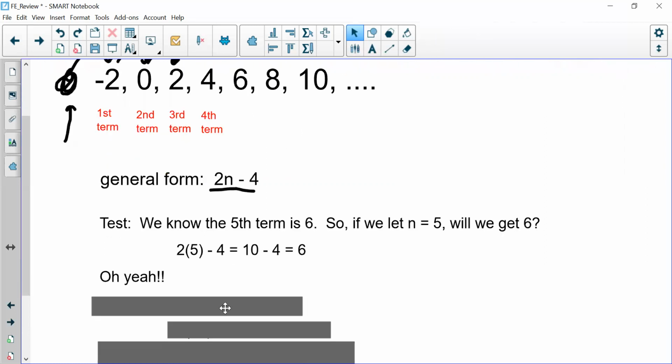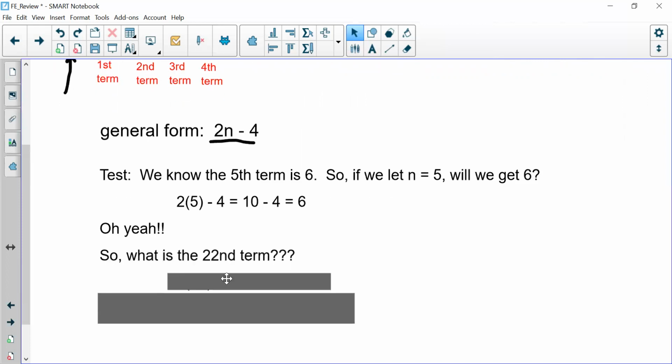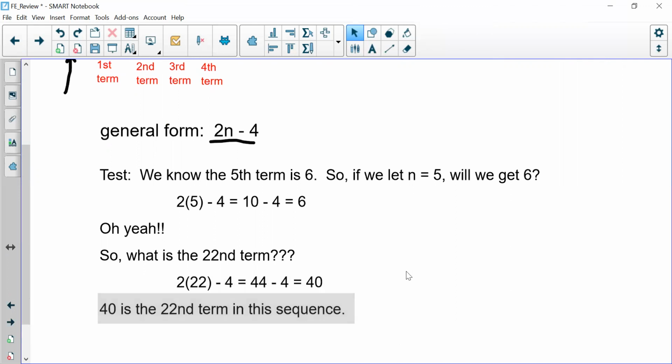And that means I want to find the 22nd term. So I just replace n with 22 and I get 40. So 40 is the 22nd term.